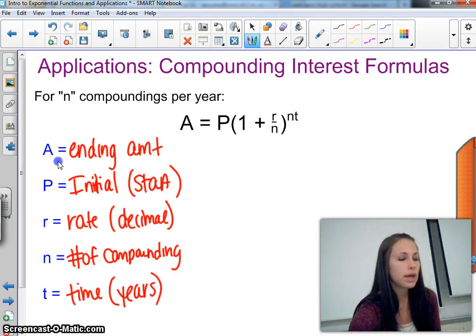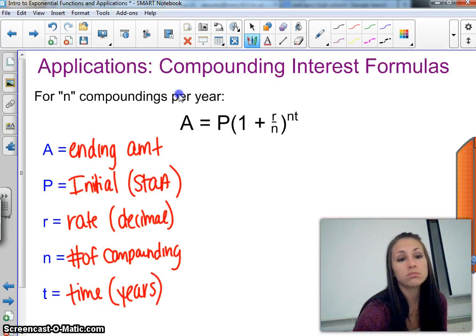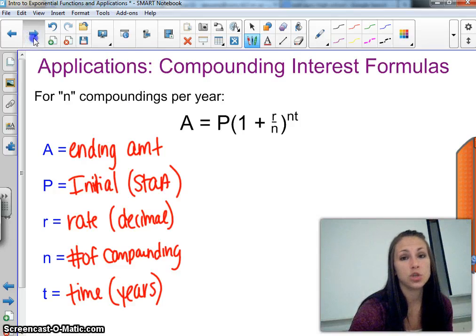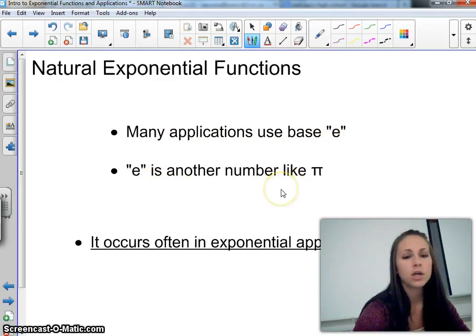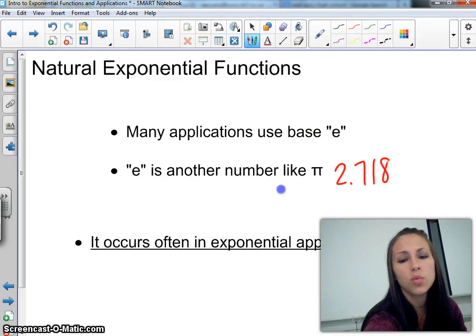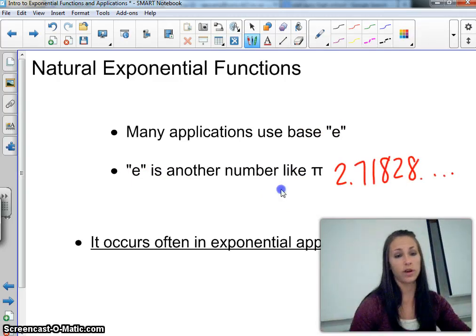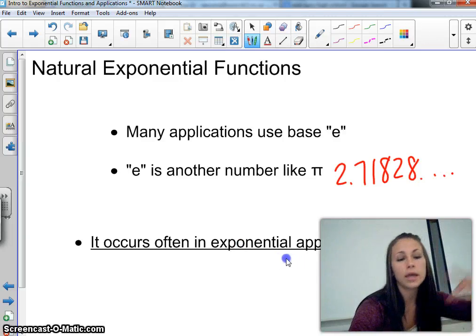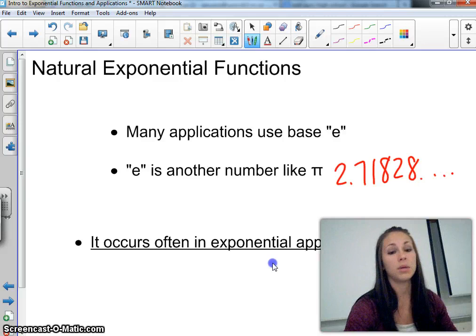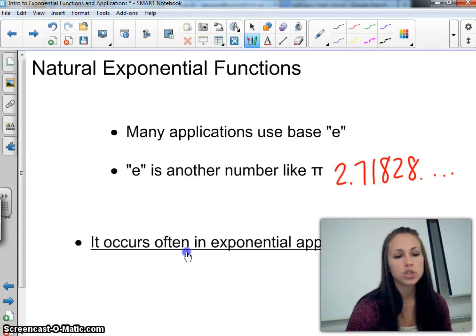Okay, so this is our standard compounding interest formula for compounding a specific number of times a year. Sometimes you're going to compound your money continuously. That's when you use a natural exponential function, an application that uses base e that I talked about. And e is just another number like pi. It's 2.71828, and it just goes on forever. It occurs often in exponential applications, and a lot of times people will just say, here's e, you use it in compounding continuously applications. But I want you to understand where it comes from.